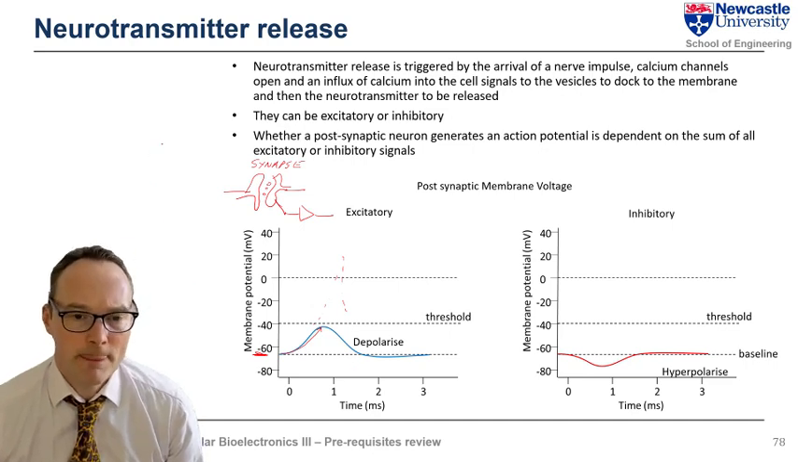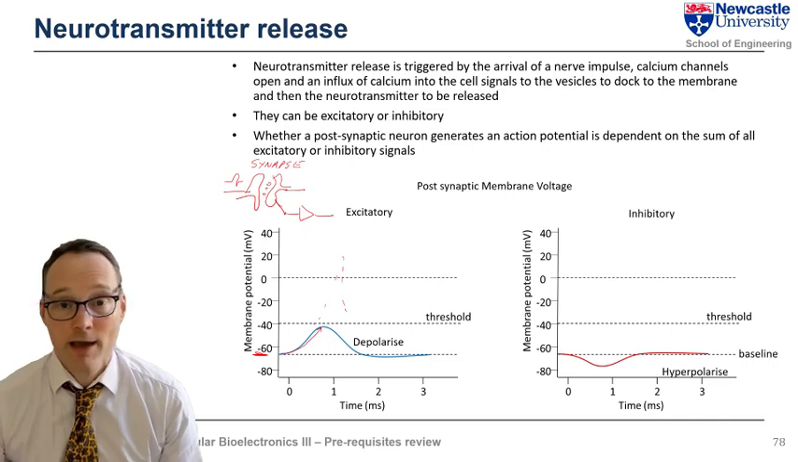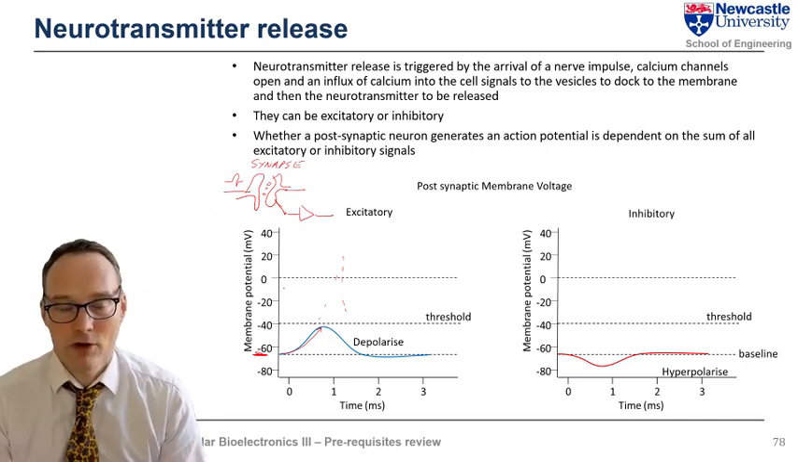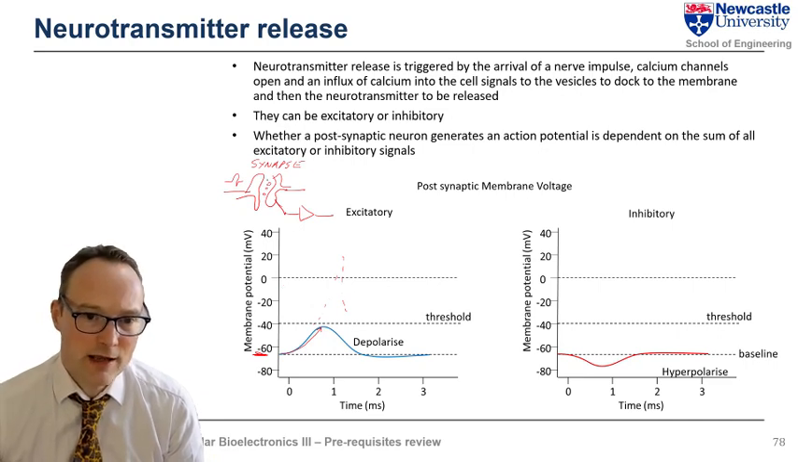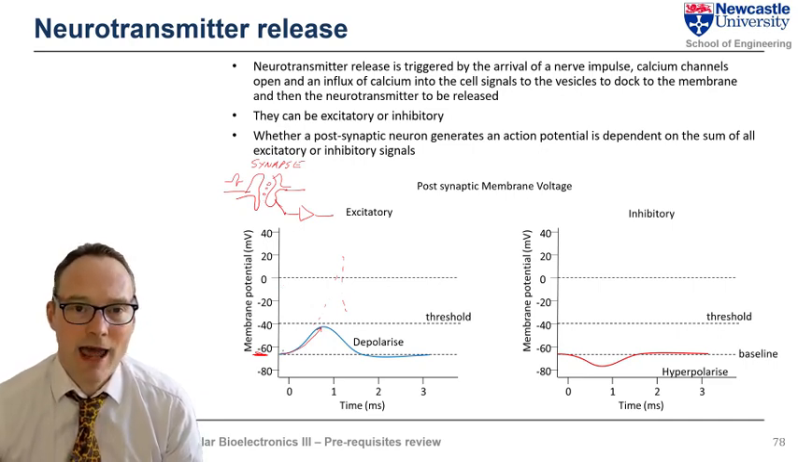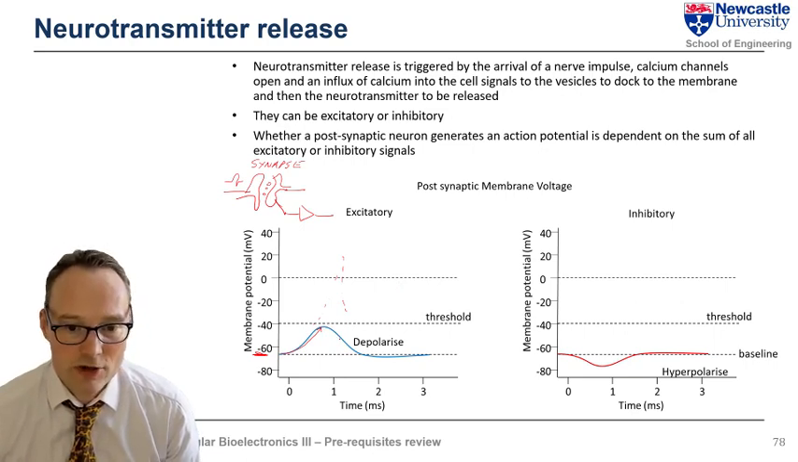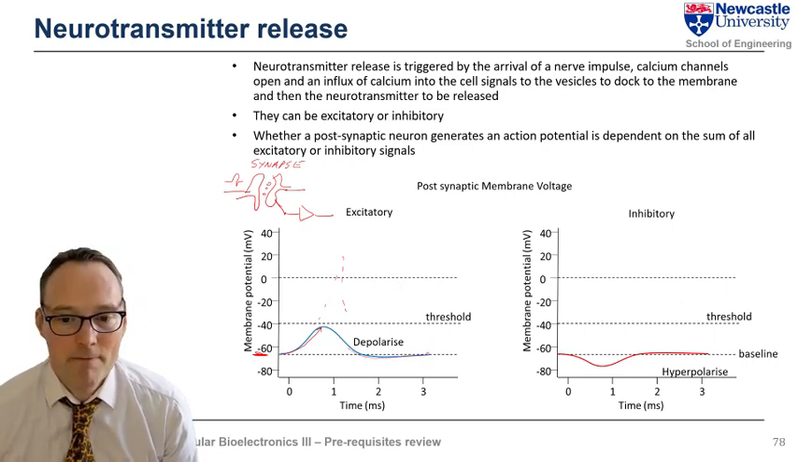Once the action potential on the presynapse stops, after a certain period of time, the neurotransmitters are no longer released. The enzymes in the synaptic cleft will eat up the neurotransmitters, and the cell will start to repolarize again back to its original form.